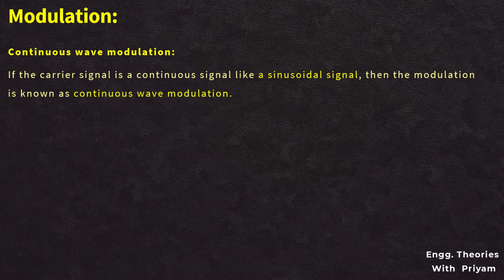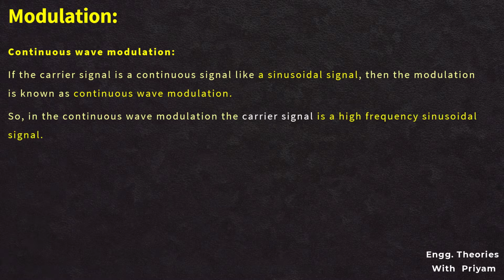Let us understand what is continuous wave modulation. In the modulation process, there are basically three signals involved: message signal, carrier signal, and modulated signal. If the carrier signal is a continuous signal like a sinusoidal signal, then the modulation is known as continuous wave modulation. So in the continuous wave modulation, the carrier signal is a high frequency sinusoidal signal, and the characteristics of this high frequency sinusoidal signal will be varied according to the message signal or modulating signal.